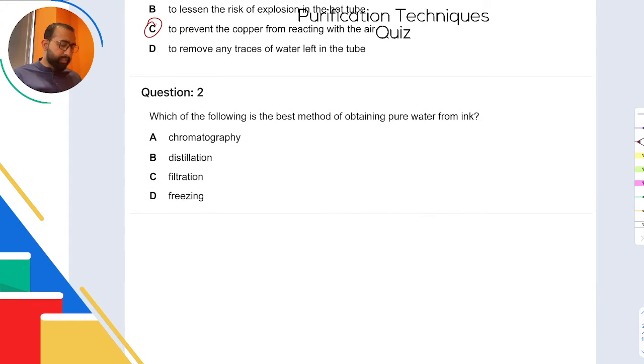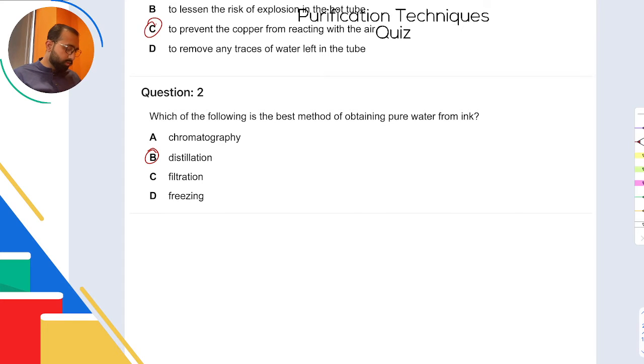Which of the following is the best method for obtaining pure water from ink? Okay, this is basically, you know, that ink is a soluble thing, and we want to get pure water from here. So how do you separate a pure liquid from a soluble solid? You distill it. All right, so it's going to be distillation. And yeah, if you wanted to figure out what different colors make that ink, you could have used chromatography, or if ink particles were insoluble for some reason, then you could have used filtration. But in this case, distillation is the answer because it is soluble.